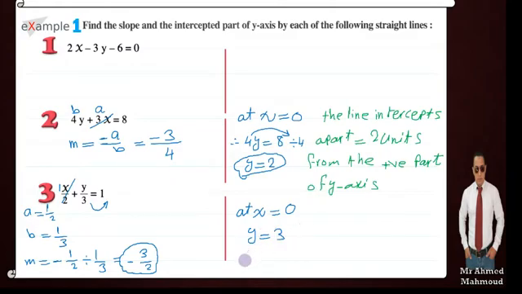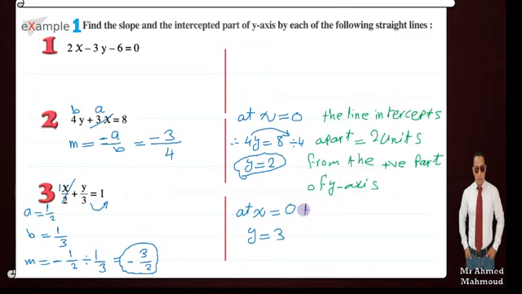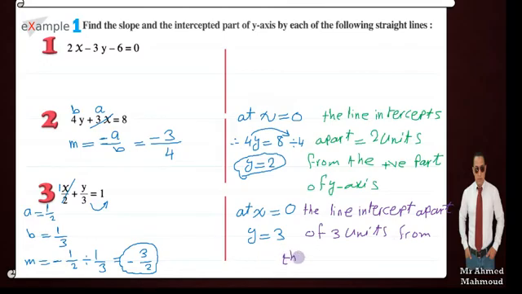Now I'm going to describe the line: therefore the line intercepts a part of 3 units from the positive part of the y-axis.